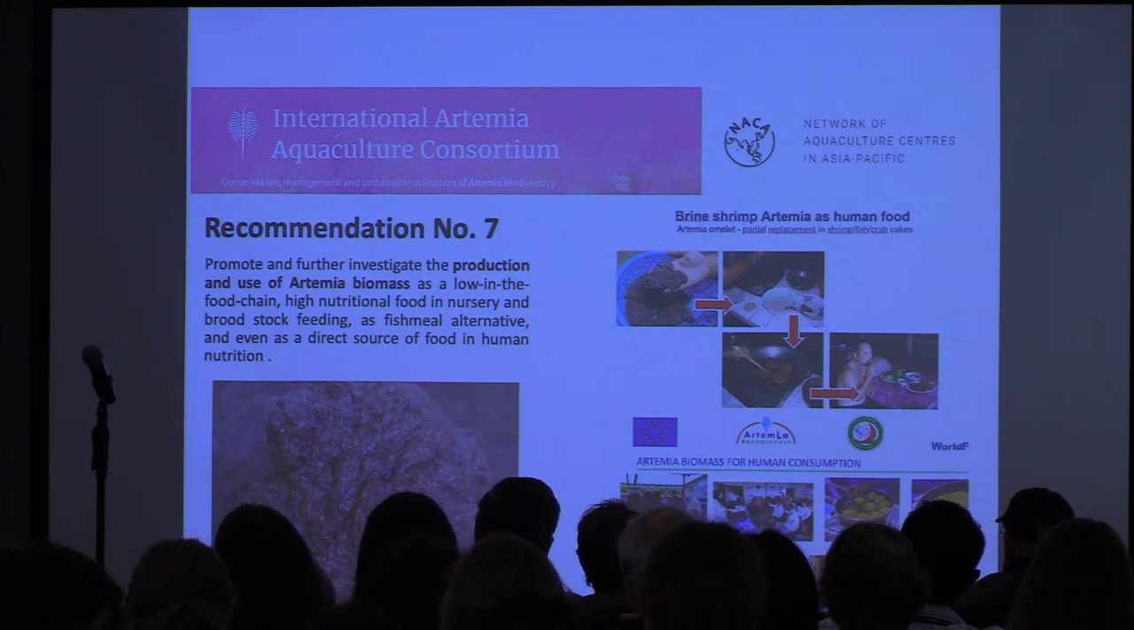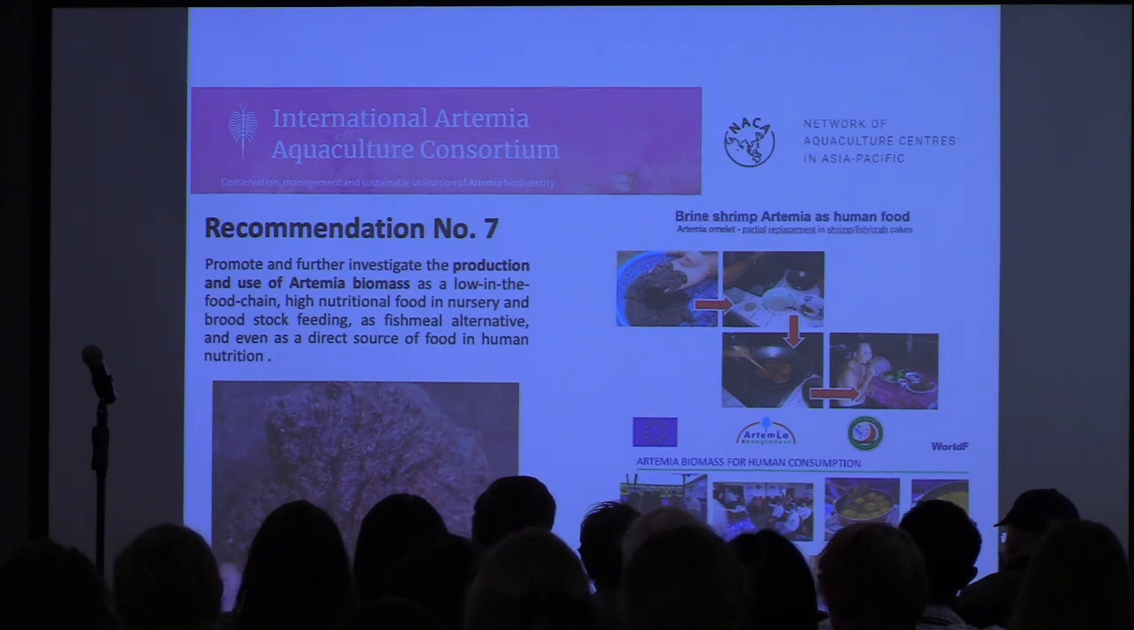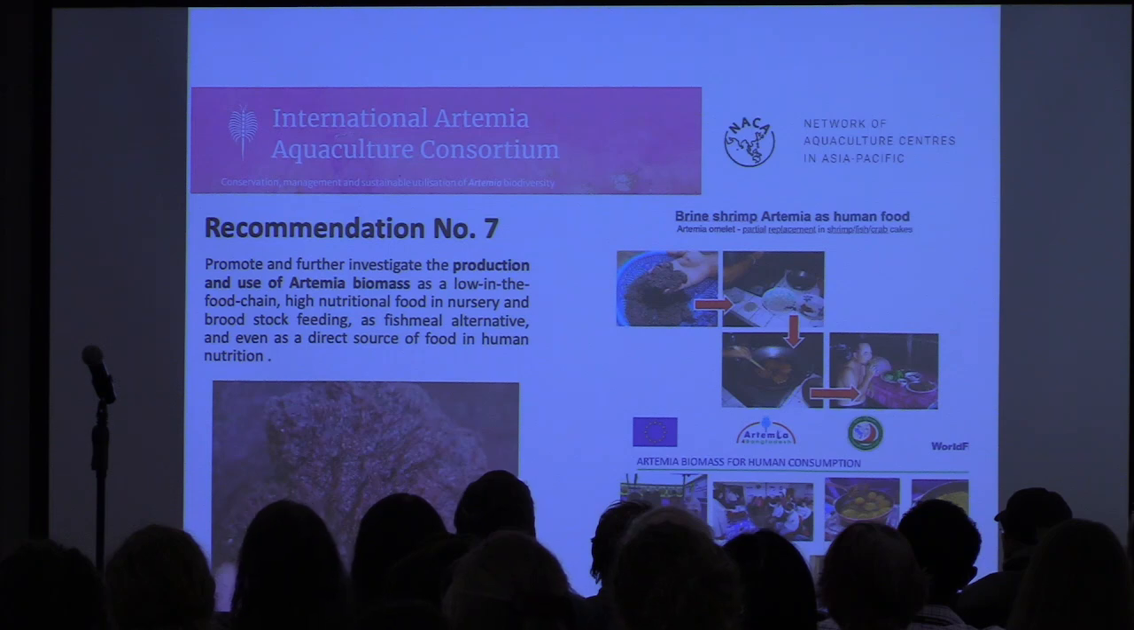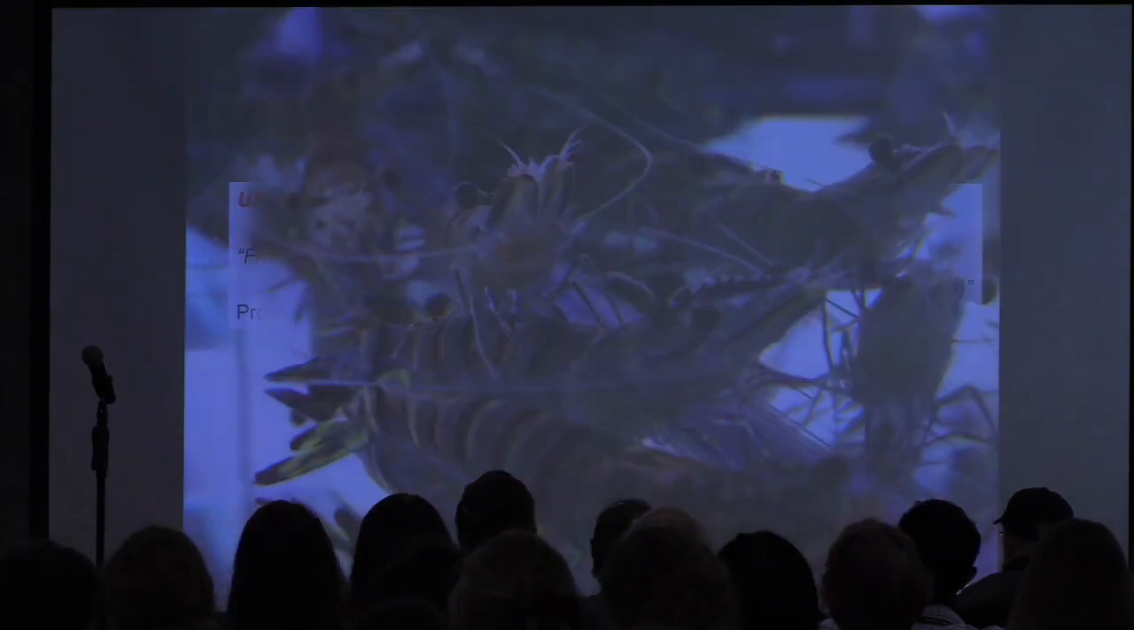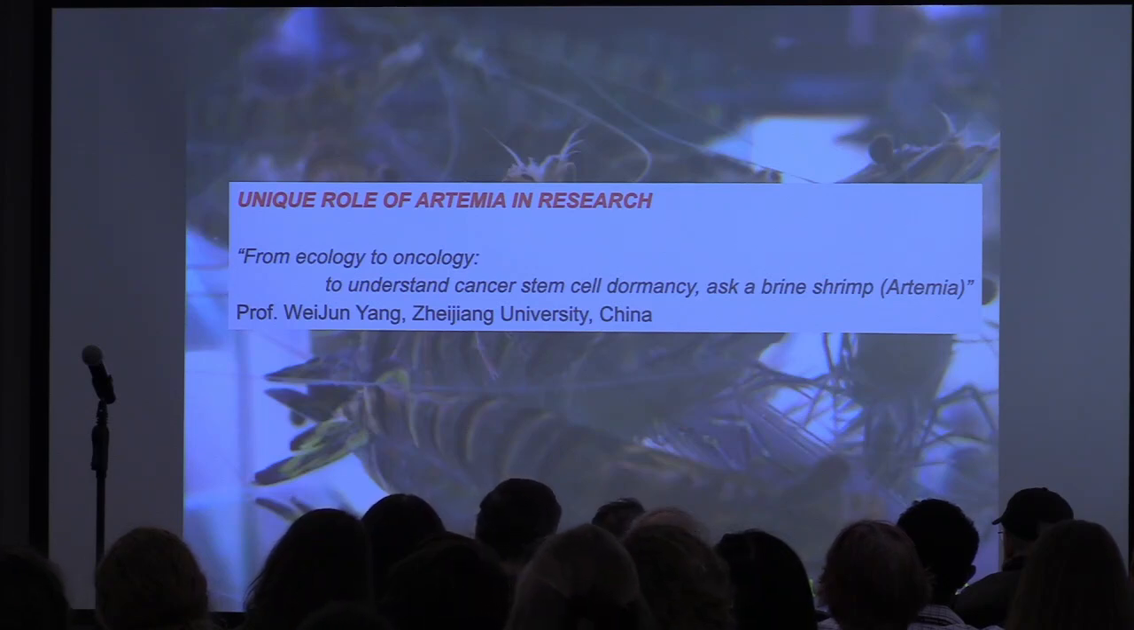a number of countries, Bangladesh, Vietnam, Artemia biomass is being used now for human consumption. Artemia kebab is a new product that helps the malnourished children in Bangladesh for good feeding. And my time is over, but you can just read what is on the screen there.